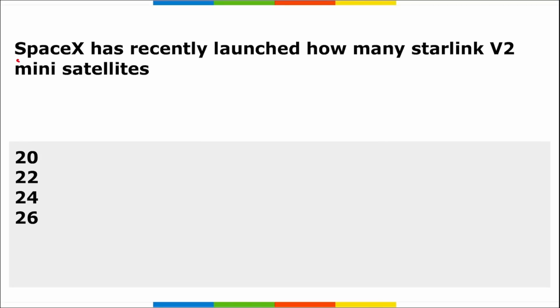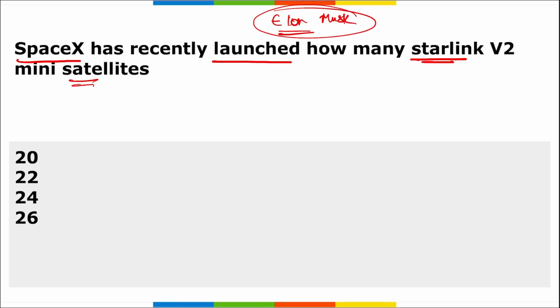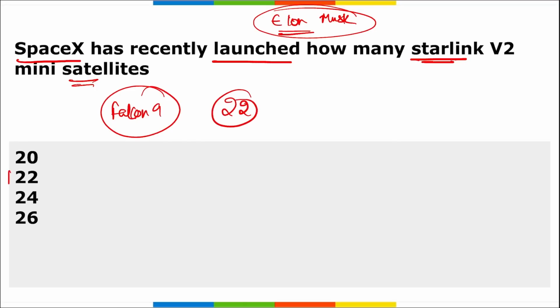Next, how many Starlink V2 mini satellites has SpaceX recently launched? We know both SpaceX and Starlink are companies of Elon Musk, and recently Elon Musk has again gained the status of the world's richest person. So the news is that SpaceX, using the Falcon 9 rocket, has launched another 22 V2 mini satellites of Starlink.